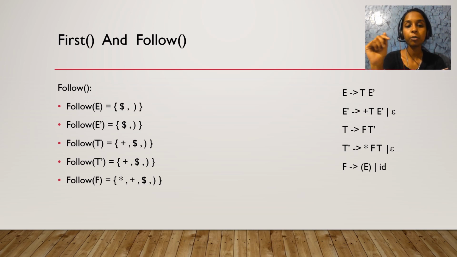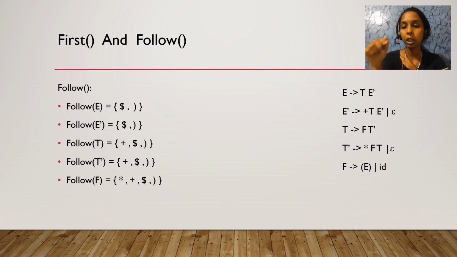Next is follow of E dash. Where E dash is present in the productions, you have to consider those productions. You can see in the first two productions, E dash is present on the right hand side: E tends to T E dash and E dash tends to plus T E dash. You have to consider these two productions and take the union of the two. The first production is of the form A tends to alpha B, so follow of E dash is equal to follow of E, which is dollar and close parenthesis.